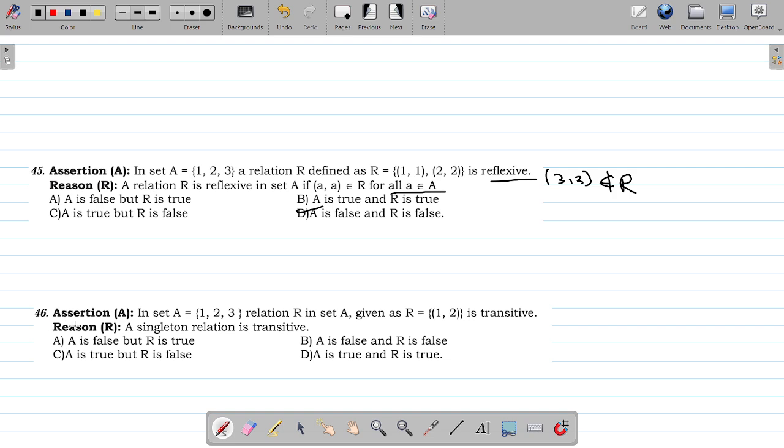Next, 46. Assertion, in set A = {1, 2, 3}, the relation R in the set A given as R equal to the singleton set which contains only one ordered pair (1,2) is transitive. Yes, if a relation contains only one ordered pair, then it is always a transitive relation. A singleton relation is transitive. So here both are true. A is true, also R is true.